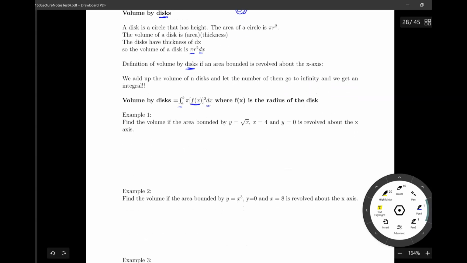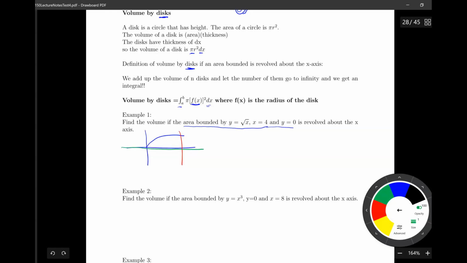Okay, so here we're going to take the area that's bounded by these three graphs: y equals root x, x equals 4, and y equals 0 right here. All right, so the area bounded is this here. This is the area that's bounded. So we have to find the area first.